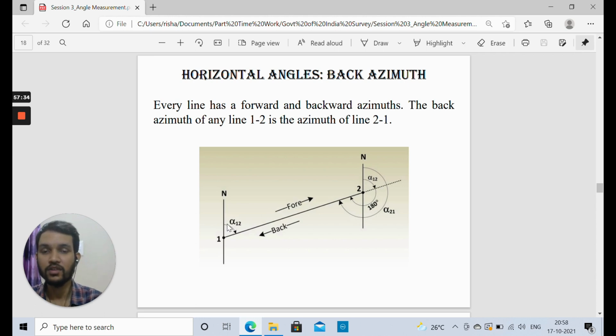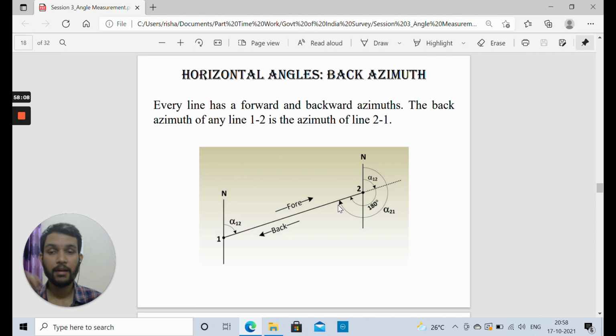How? Based on the concept of corresponding angles. If this is alpha 1 2, then this line is going parallel. Since these two lines are intersecting parallelly, this angle should also be equal to alpha 1 2 based on the concept of corresponding angle. If this is alpha 1 2 and we have increased this angle by 180 degree because this is a straight line, then 180 plus alpha 1 2 will be angle alpha 2 1, which is the back bearing of that line. So back bearing of any line with reference to fore bearing is always obtained by adding 180 degree.